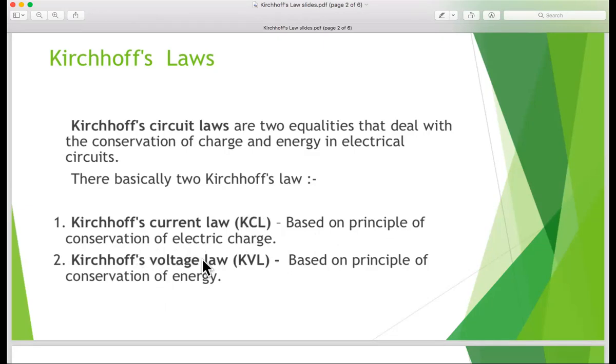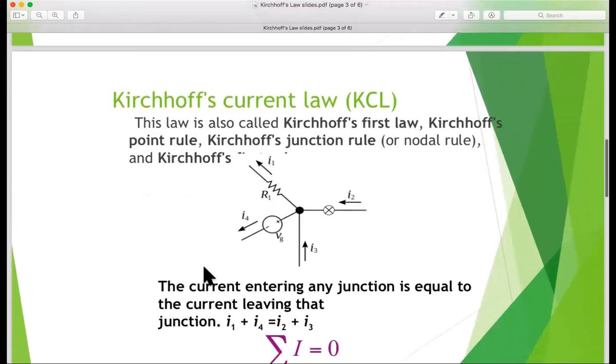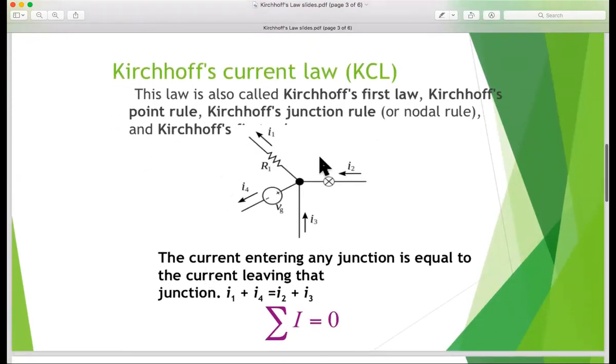About current and about voltage. The first law is like this one. This law is also called Kirchhoff first law, Kirchhoff point rule, Kirchhoff junction rule or nodal rule. This is about current. When we have a junction formed from some lines, the current entering any junction.